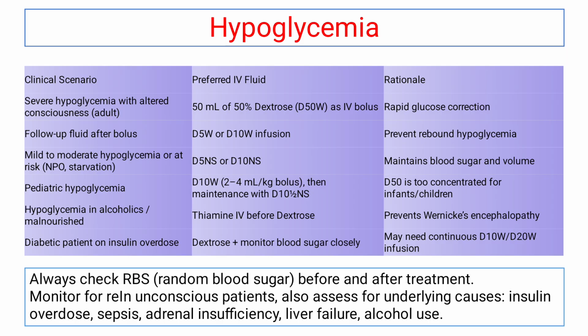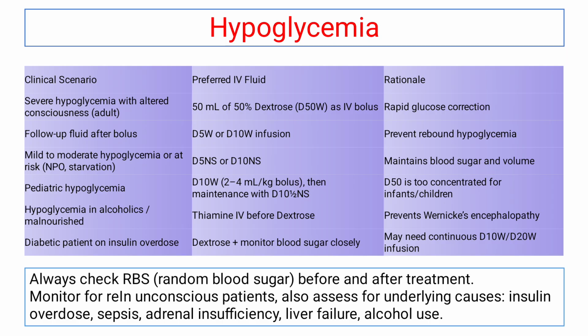Mild to moderate hypoglycemia, or patients at risk, are those who are not able to take orally or are in starvation. We can use dextrose 5%, normal saline, DNS or D10, and they maintain the blood sugar and volume. In pediatric hypoglycemia, we can use D10 2 to 4 ml per kg bolus, then maintenance with DNS. Here we don't use dextrose 50% because it is too concentrated for infants and children.